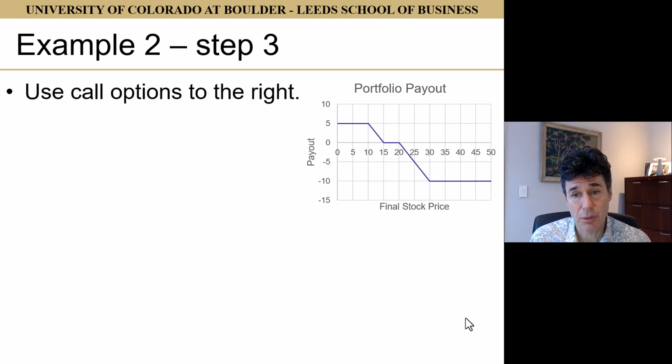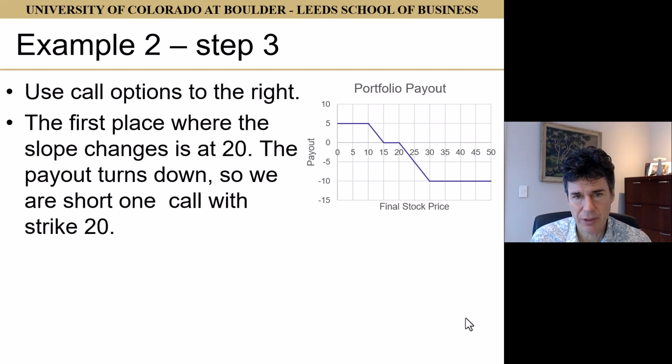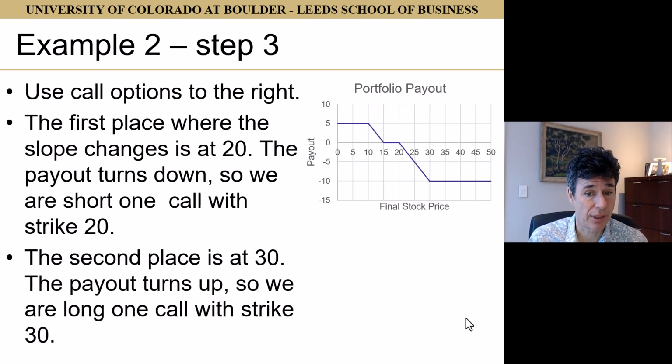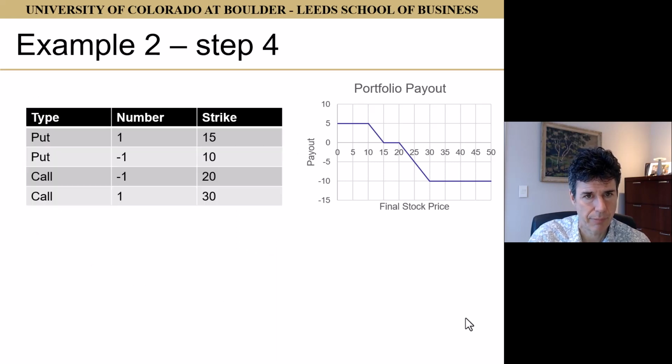We're going to use call options going to the right. First place where the slope changes at 20, the payout turns down, so we're short a call with strike 20. Second place is at 30, the payout turns up, so we're long one call with strike 30. And that draws everything above 20, right? Once we've put those together, the slope never changes above 30. Thus, the portfolio that creates this payout is long a put strike 15, short a put strike 10, short a call strike 20, long a call strike 30. And that's how we create that payout.